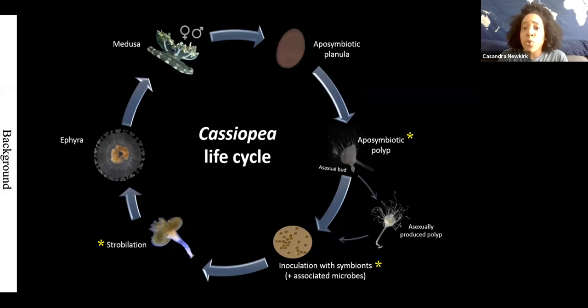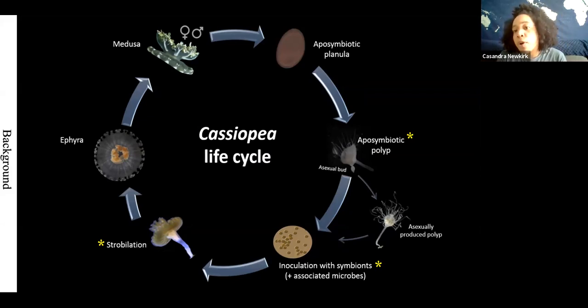It has a typical scyphozoan life cycle. So we have two sexes, separate sexes in the medusa stage. These produce what we call an aposymbiotic planula. So aposymbiotic planula just means that these planula are not infected or inoculated with algal symbionts. These planula will kind of float around in the water column for a little while, then eventually settle on some sort of substrate, could be a mangrove leaf, a rock, things like that.